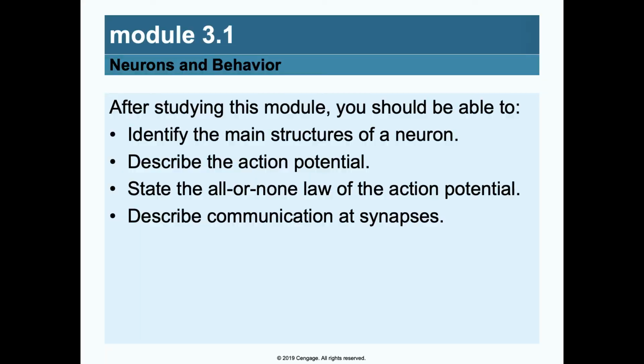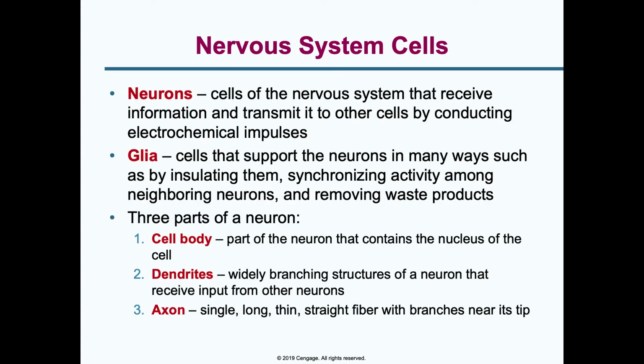So this particular chapter has 4 modules or parts, if you want to think of it that way: 3.1, 3.2, 3.3, and 3.4. So we will take all of them in one spot right now, and the video will be on the entire chapter. Okay, so let's jump into the nervous system cells.